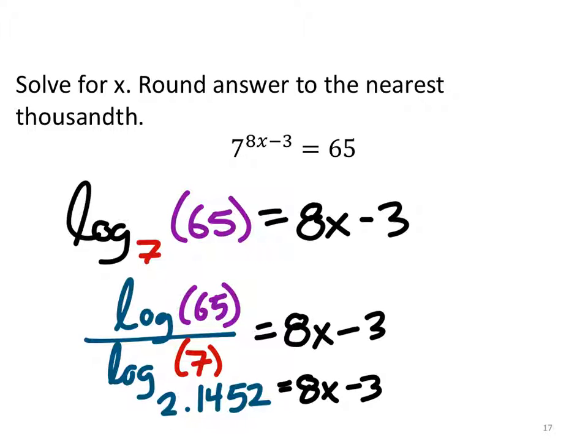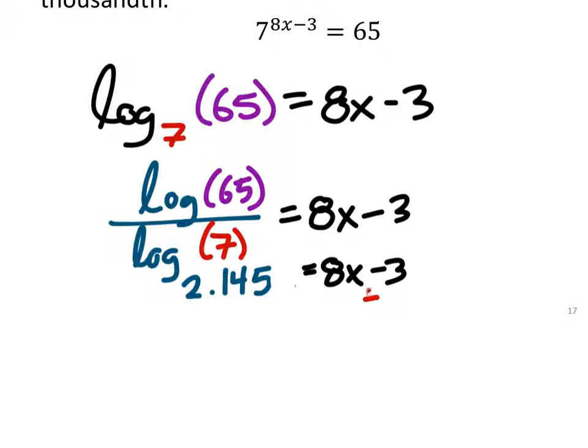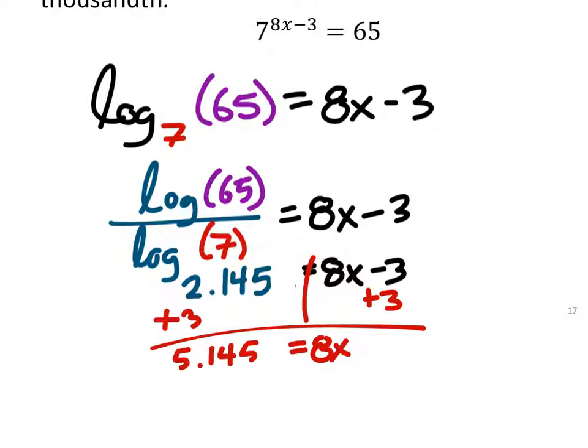2.1452, but we only want this to the nearest thousandth, so I don't even need the 2 on that. And I wouldn't need to round the 5 up, so it'll stay that way. But to solve this, we'll treat this like an equation. So it looks like I'm going to have to add 3 to both sides. And then I would divide both sides by 8, which I'm just going to put in my calculator. 0.6. Again, we're just rounding to the nearest thousandth, so 0.643. 643 thousandths.